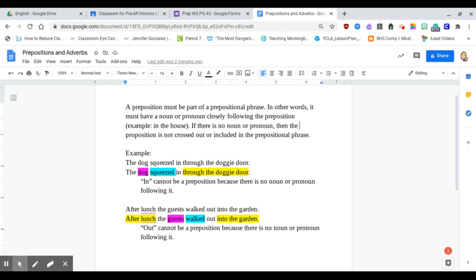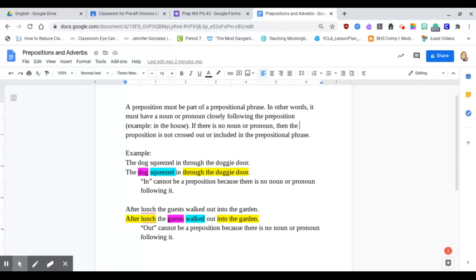In other words, it must have a noun or pronoun closely following the preposition. So an example is in the house. In is the preposition, house is a noun. So, in the house is your prepositional phrase. If there is no noun or pronoun, then the preposition is not crossed out or included in the prepositional phrase.